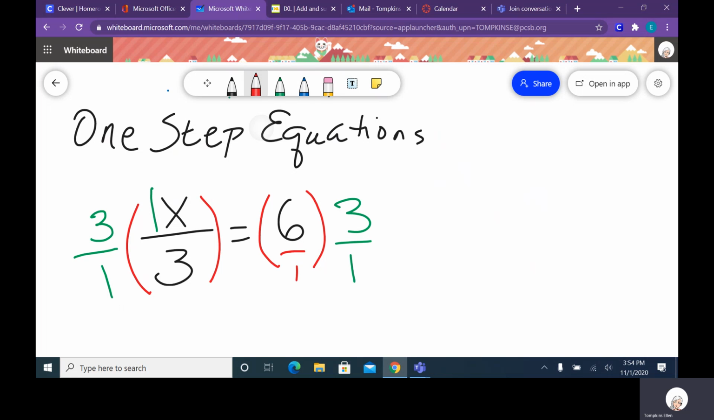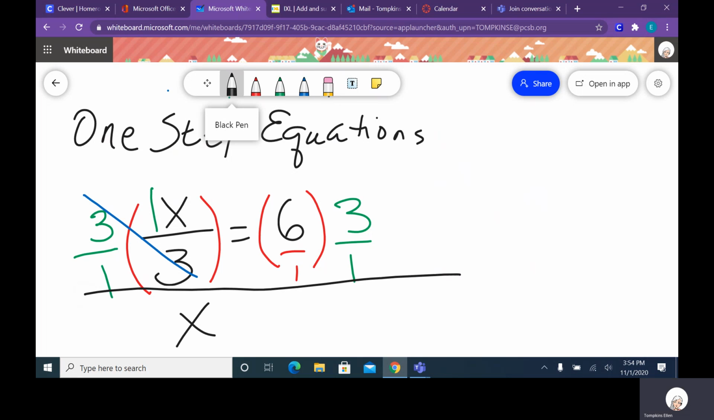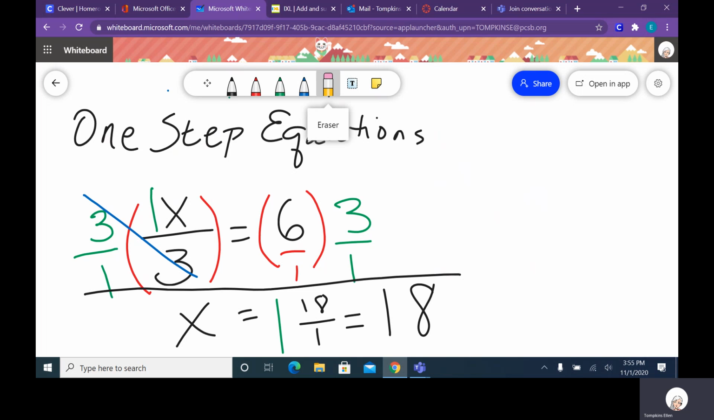And I know I need a 1 here as well. Now, do you see how you've got 3 times 1, 1 times 3? These all give you that identity number 1, so they go. X drops down. And now I've got 6 times 3 over 1. Well, 6 times 3 is 18 over 1, and I can just write it as 18. My point here is that if you don't see a number in front of that variable, it's 1. All right, so let's try another one of these types.